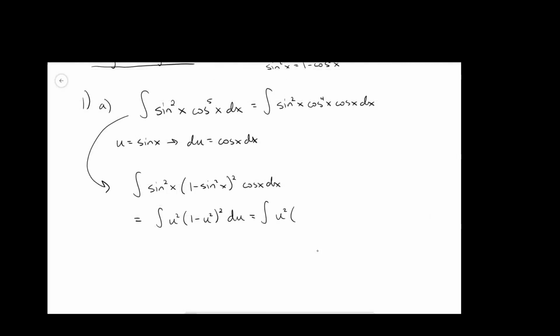This one has to be FOILed out, so we're going to get 1 minus 2u squared plus u to the fourth power du. Then we'll distribute that u squared: u squared minus 2u to the fourth plus u to the sixth. And now we're in a place where we can just do the power rule, right? We get 1/3 u cubed minus 2/5 u to the fifth plus 1/7 u to the seventh.